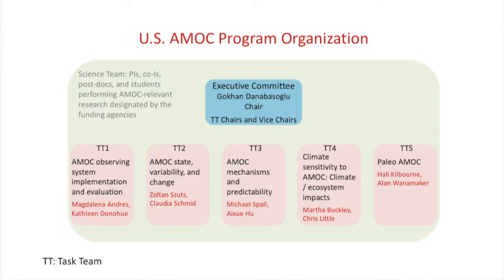Reflecting our 4 objectives here, we have 4 task teams. I can't remember exactly when they were formed, but going back to the 2010s, and these 4 teams directly match our objectives. So task team 1 is observing system implementation and evaluation. Task team 2 is the AMOC state variability and change. Task team 3 focuses on mechanisms and predictability. And finally, task team 4 focuses on climate sensitivity to AMOC, including ecosystem impact.